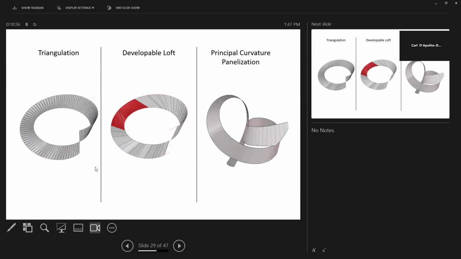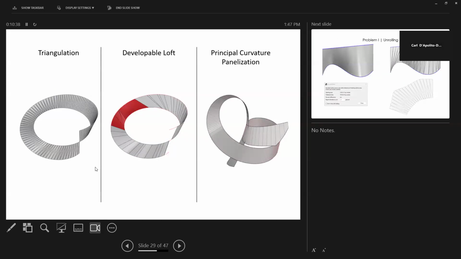So that's like this. Triangulation is just taking. The developable loft is looking for the least twisty moments and giving you a guideline for how you might lay a plane. Like if you imagine a curve here.